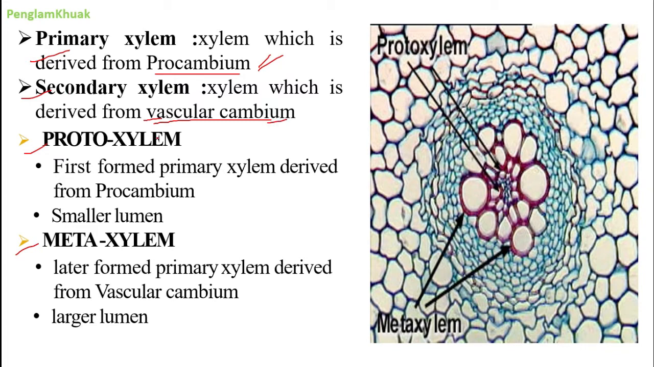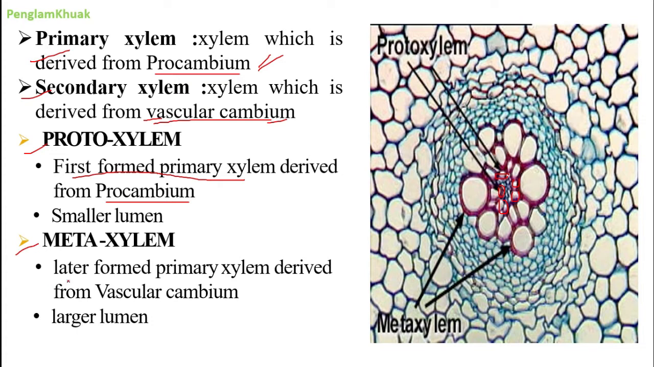Proto-xylem is more or less synonymous. It is the first formed primary xylem, which is derived from the procambium. If you see the picture here, the small bundles were the first formed xylem. They have a small lumen, and lumen means a hole. That type of xylem is also known as proto-xylem.